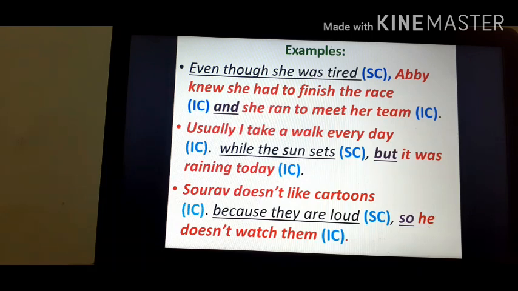Usually I take a walk every day, while the sun sets, but it was raining today. "Usually I take a walk every day" is an independent clause. "While the sun sets" is a subordinate clause, but "it was raining today" is an independent clause. Saurav doesn't like cartoons because they are loud, so he doesn't watch them. Here, "because they are loud" is a subordinate clause, and "Saurav doesn't like cartoons" and "he doesn't watch them" are independent clauses. Remember that complex compound sentences have two independent clauses and one subordinate clause and are joined by coordinating or subordinating conjunctions.